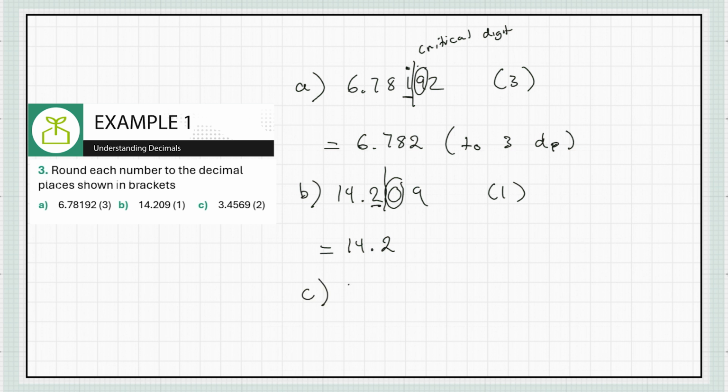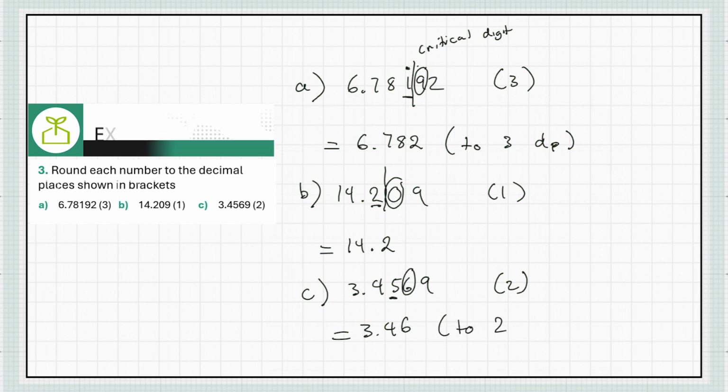Let's look at C. We have 3.4569 and we want it to 2 decimal places. Find the second decimal place, find the critical digit. The critical digit is 5 or greater, so we want it to round up. So this will be equal to 3.46 to 2 decimal places.